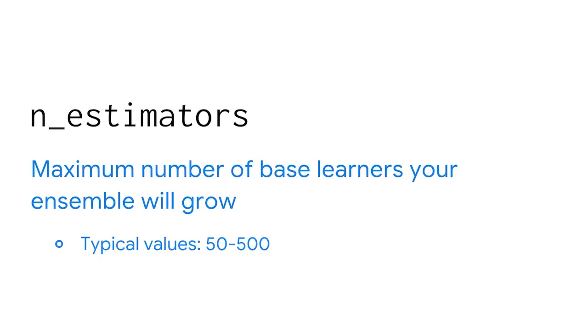Typical values for max depth are 2 through 10, but this depends on the number of features and observations in the data. The second hyperparameter is N estimators, which is the number of estimators, or maximum number of base learners that the ensemble will grow. This is best determined using grid search. For smaller datasets, more trees may be better than fewer. For very large datasets, the opposite could be true. Typical ranges are between 50 and 500.